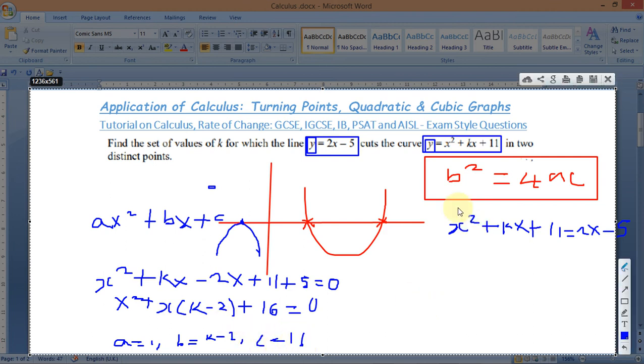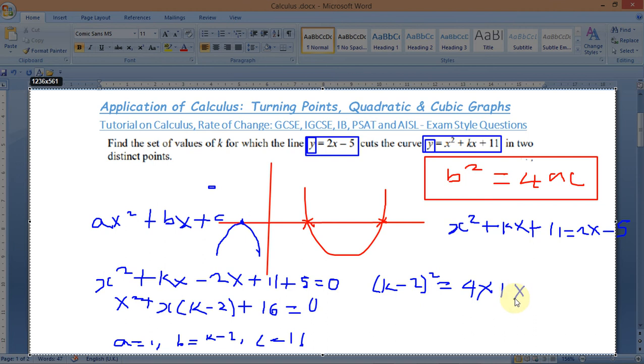So b squared, I want to use this formula, b squared, that is k minus 2 squared, equals 4ac. 4 times a, which is 1, then times c, which is 11. So there I have k minus 2 squared equals 44. Am I correct? I'm wrong, right? b squared equals 4ac.